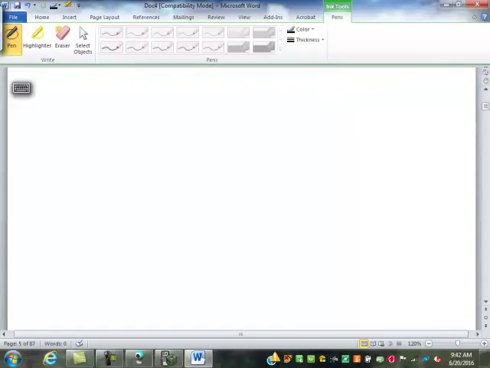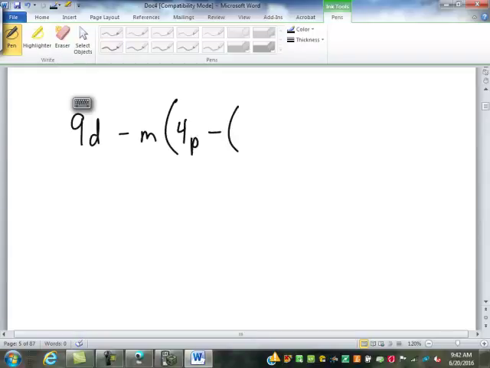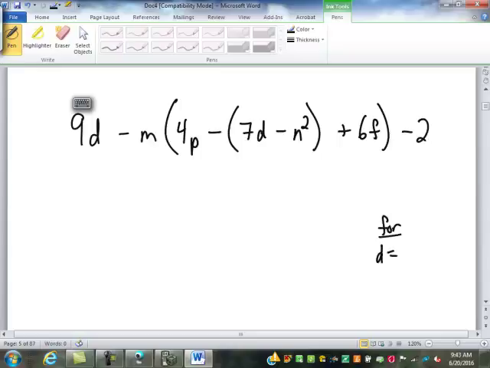I'm going to have you guys try one. So we're going to do 9d minus m times 4p minus 7d minus n squared plus 6f minus 2, 4, where d equals 2, m equals a negative 5, p equals 7, n equals a negative 6, and f equals 2.